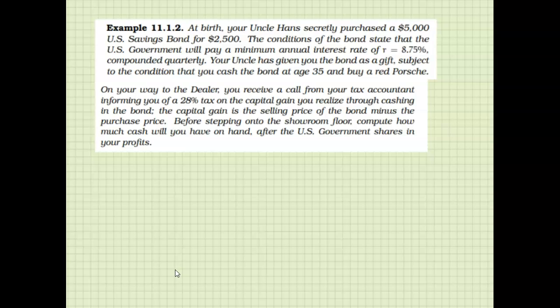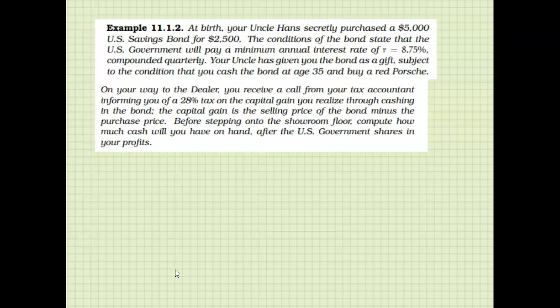All right, let's look at this next example. At birth, your Uncle Hans secretly purchased a $5,000 savings bond for $2,500. The conditions of the bond state that the U.S. government will pay a minimal annual interest rate of 8.75% compounded quarterly. Your uncle has given you the bond as a gift, subject to the condition that you cash the bond at the age of 35 and buy a red Porsche.